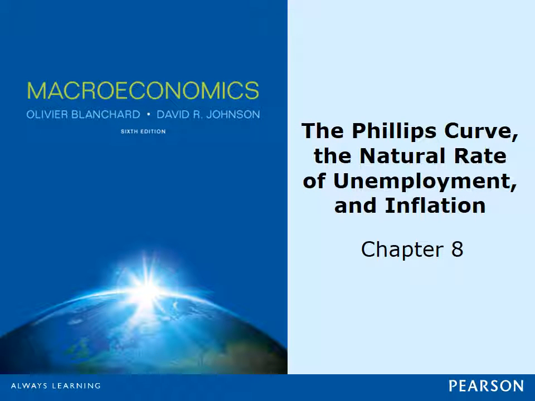Chapter 8: The Phillips Curve, the Natural Rate of Unemployment and Inflation. In Chapter 7, you saw that, in the medium run, the economy returns to the natural rate of output associated with the natural rate of unemployment. Chapter 8 looks more closely at the relation between inflation and unemployment, a relation known as the Phillips Curve. In the short run, behavior of inflation depends on the deviation of unemployment from the natural rate. In the medium run, unemployment returns to the natural rate independent of inflation. Inflation is determined by money growth in the medium run.